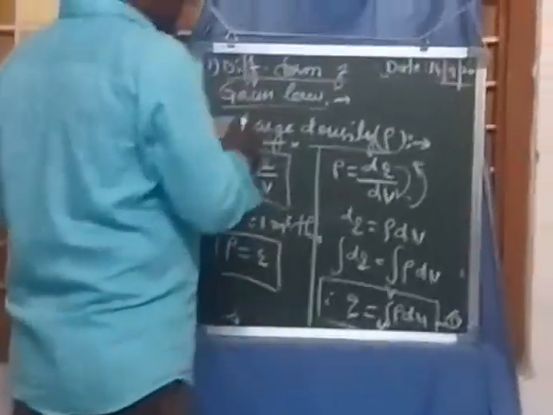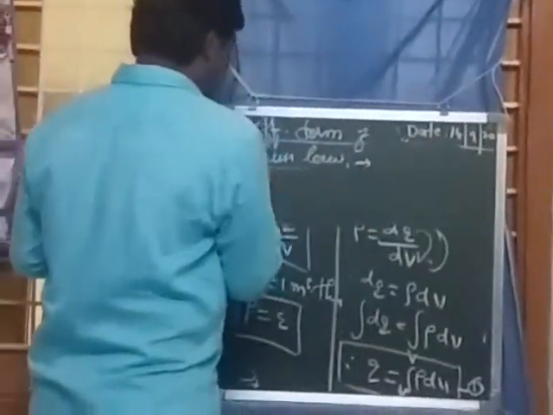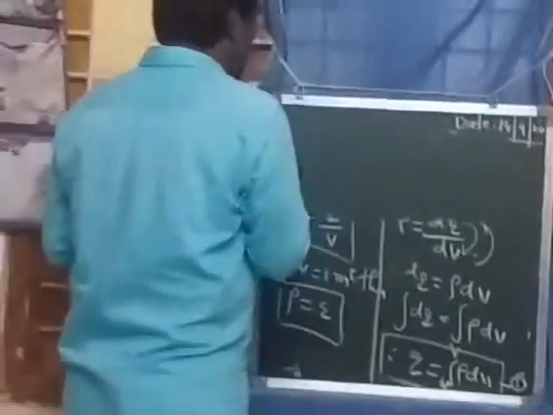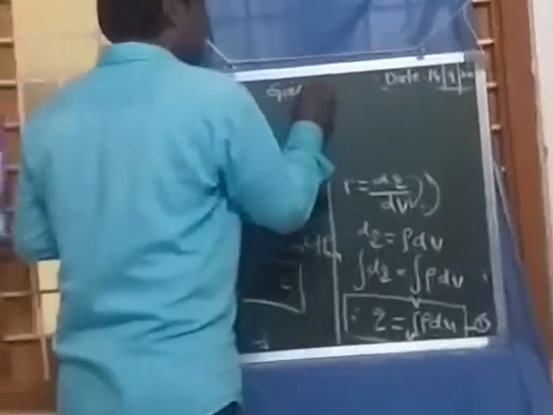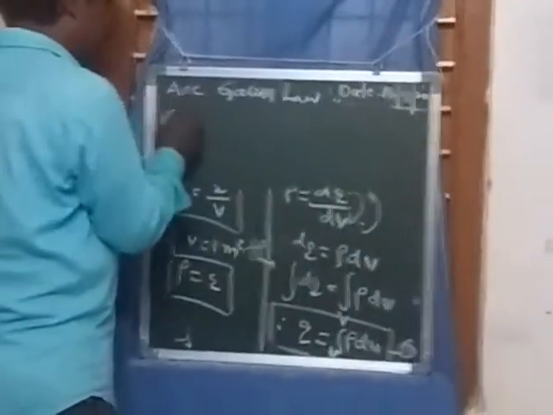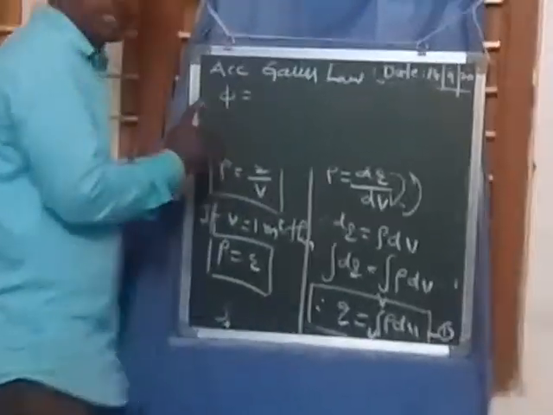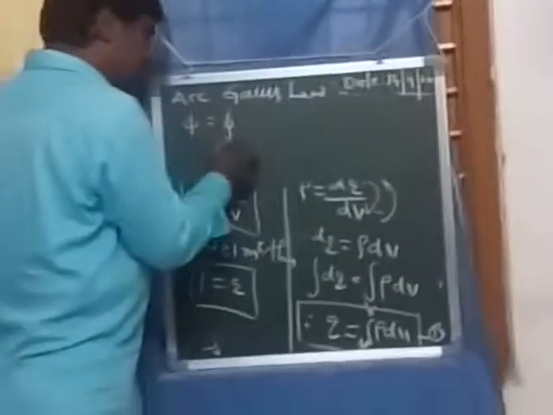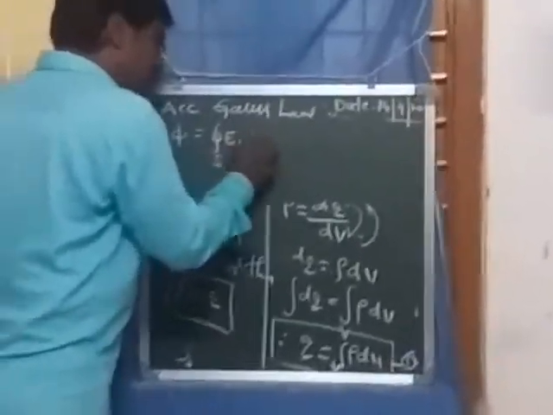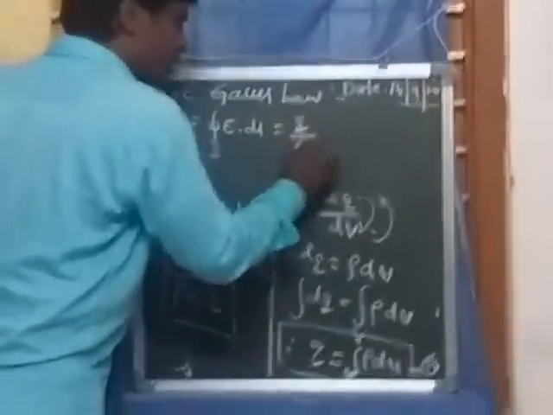But according to which law is used? We can take the Gauss law. What is the Gauss law? According to the Gauss law, we have to take the total flux. Electrical flux passing through the unit cross-section area is represented by the surface integral S of E dot ds, which is equal to q by epsilon naught.